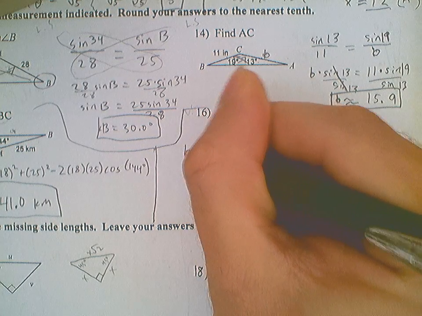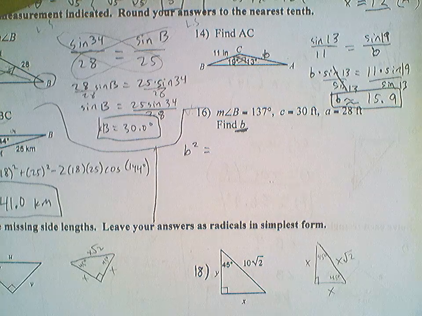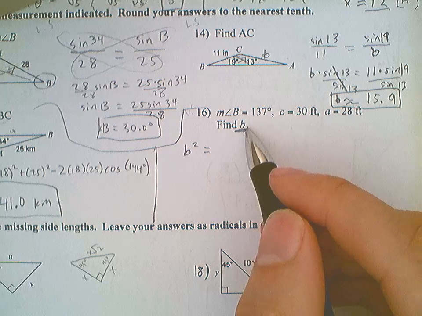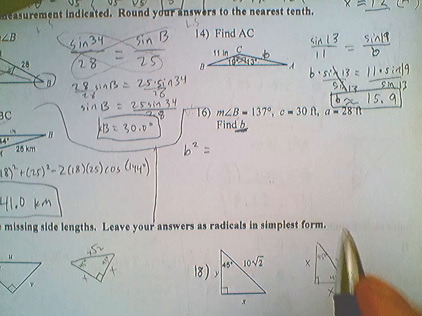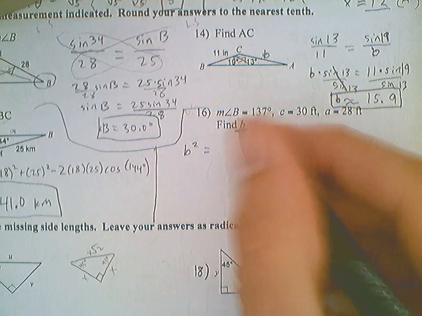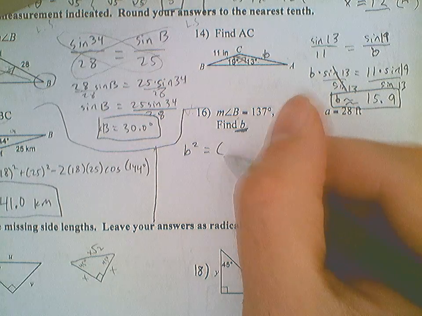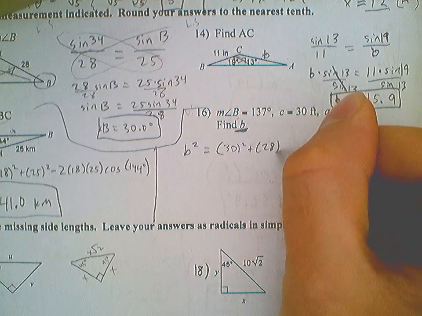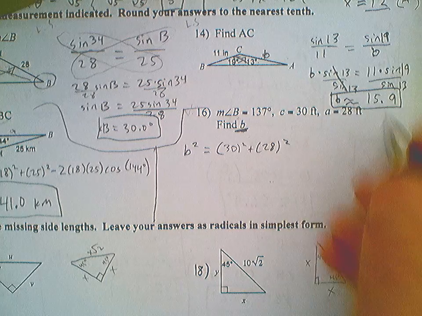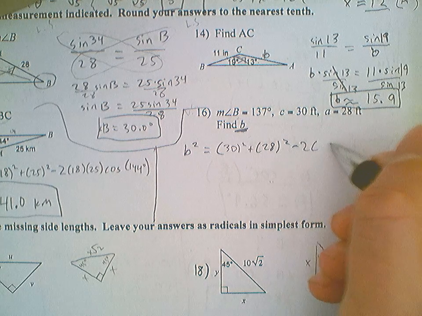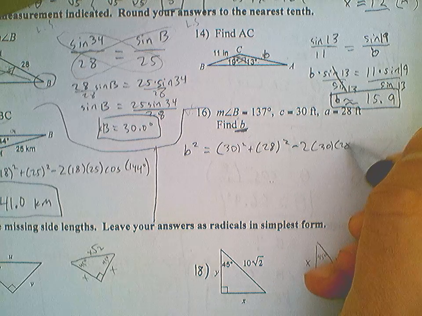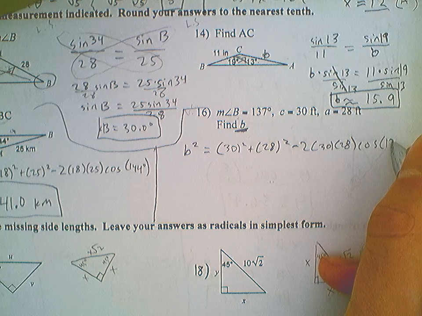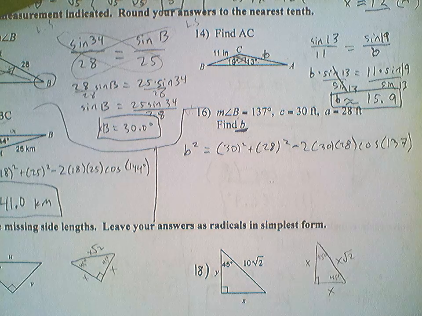So we're going to start this off with B squared equals. We're looking for B, and we do have the angle across from it, angle B. It's 137 degrees. So we have that, and we have the other two sides. So we can use law of cosines here. So we've got 30 squared plus 28 squared. It does not matter the order that you add these. Minus 2 times those two sides, 30 and 28, times the cosine of angle B. So cosine of 137 degrees.